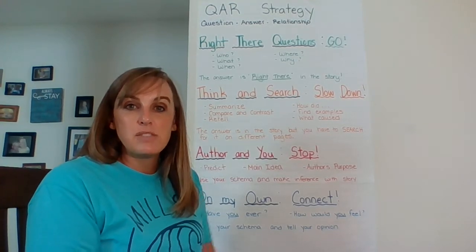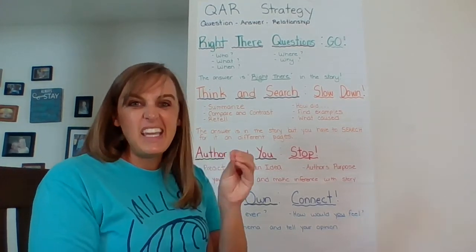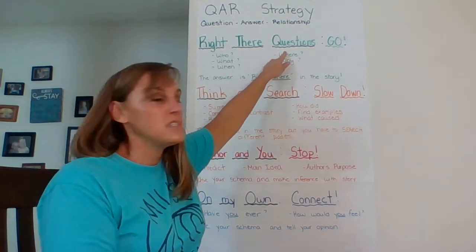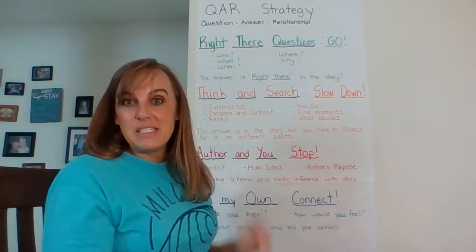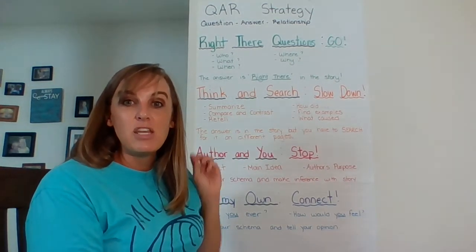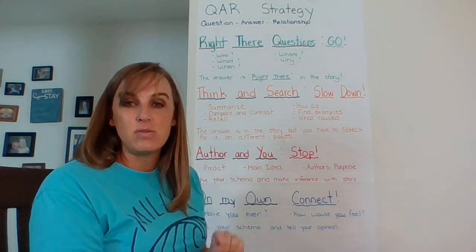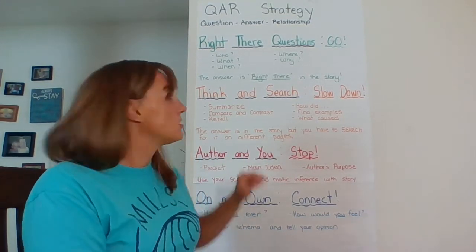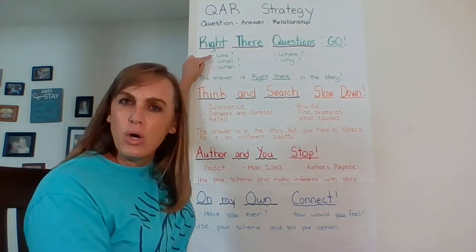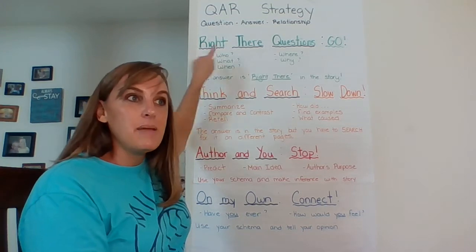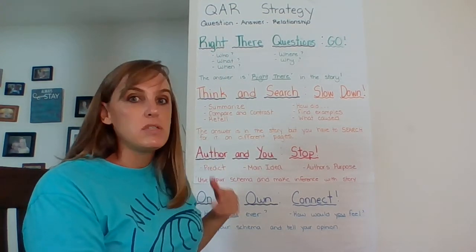There are three types. The first type of question, which is the easiest, is called right there questions. And we say go when we see these right there questions, because these are the types of questions that you can go and find right in the text. You can even put your finger right on those answers. So this would be like, who is the story about? Well, I can go right in the story and see this story is about Edwina.